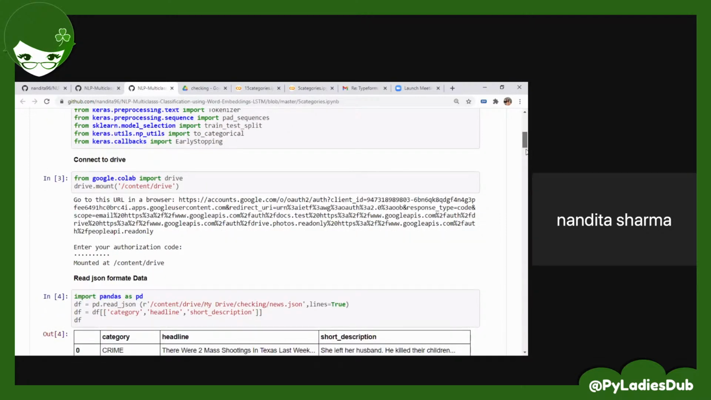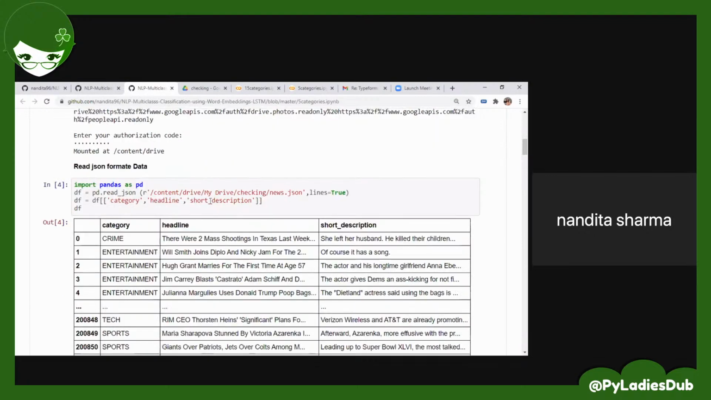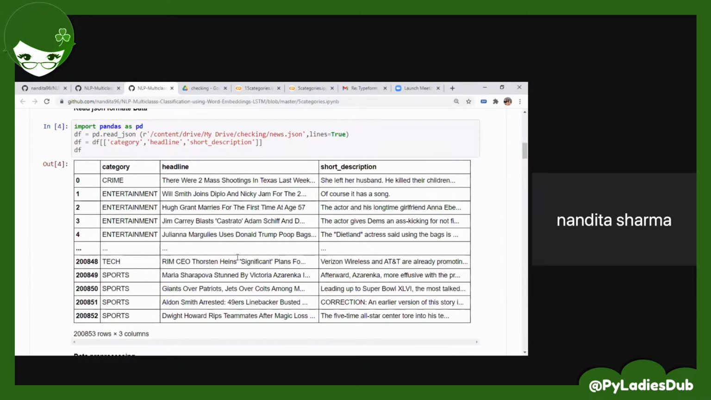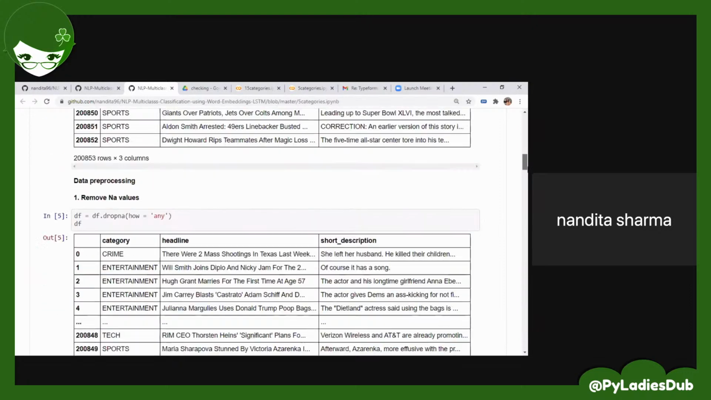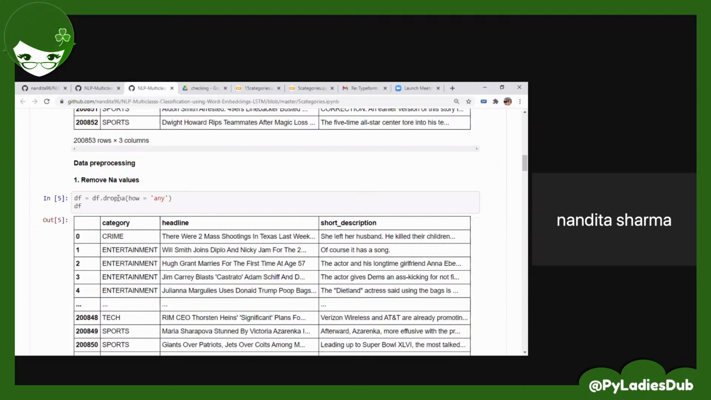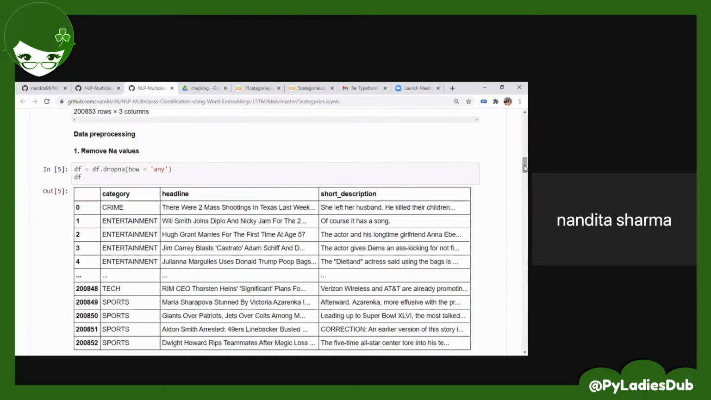After that, as the data was in JSON format, I connected the data file news.json from my drive with the help of pd.read_json. Pandas is very good for data frames, as it converts JSON format directly into data frames. As you can see in df, these are the columns present in our data: category, headline, and short description. In data preprocessing, first I removed the NA values with the help of df.dropna, which is present in pandas. With this, any NA value will be dropped.